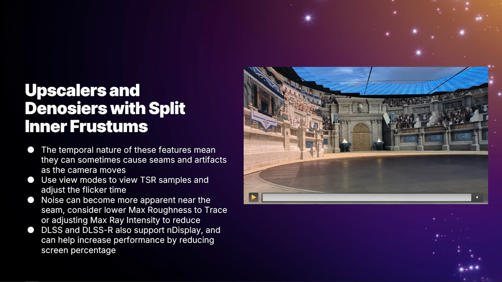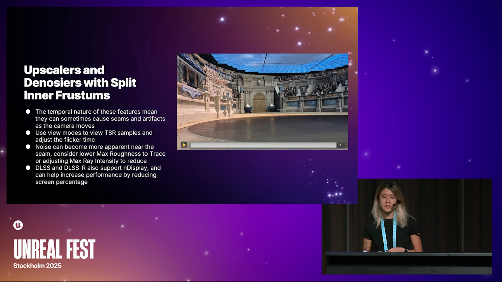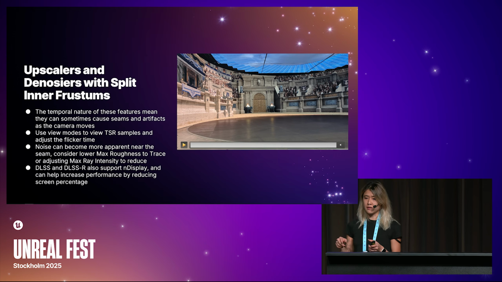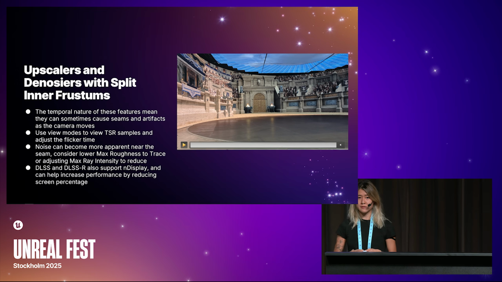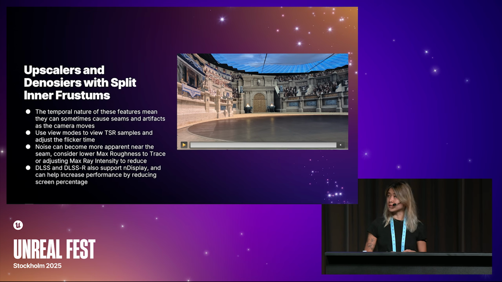So you can change your TSR settings. You can decrease the time or change the number of samples to try and adjust for that seam. You can also tune things like max roughness to trace or max ray intensity, to adjust how bright things are, especially for noise, you'll see a trail of sparkles when the frustum moves across sometimes. So if you decrease that, it won't be as reflective or shiny. So you might be able to fix some of the seams that way.